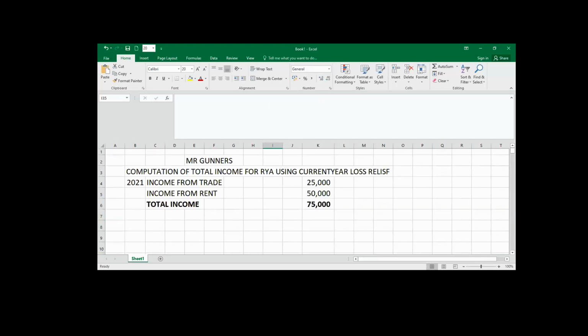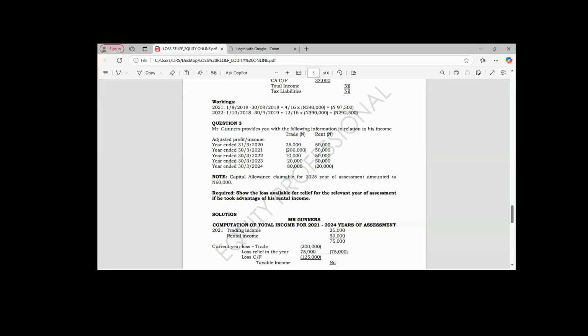So let us go back to our question. On this income, we have what? Year ended 30/3/2021, we have a loss in 2021 period of 200,000 from trade. And don't forget, under current year, I told you that the loss will be available on what? Actual year basis. So that means this loss is going to come in what? 2021 year of assessment. Loss of 200,000 naira. So we are going to consider that loss in that year.